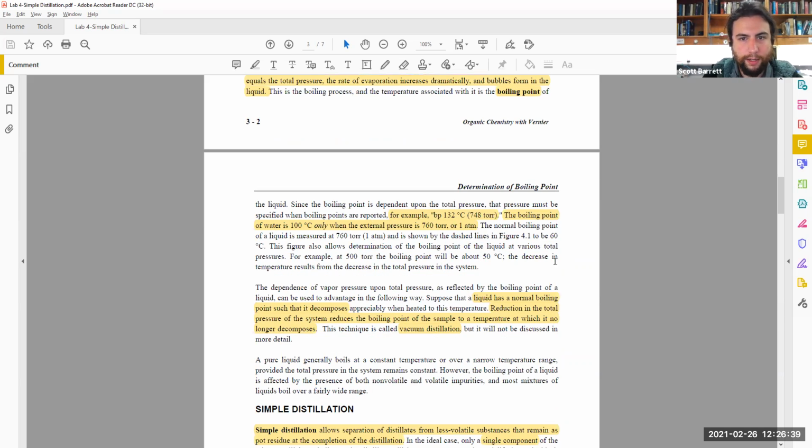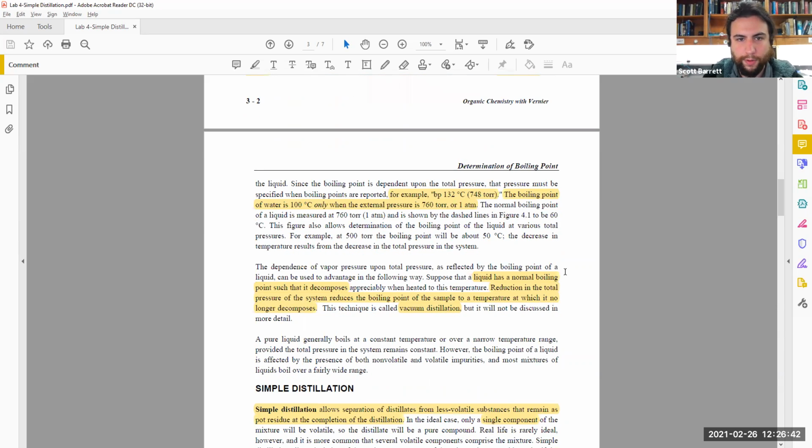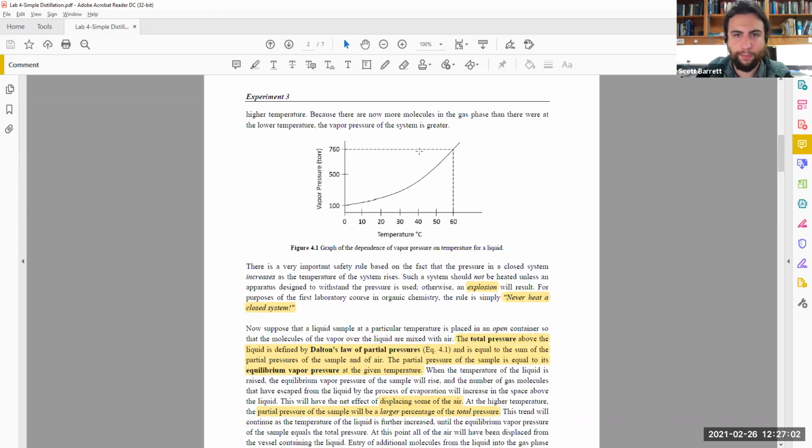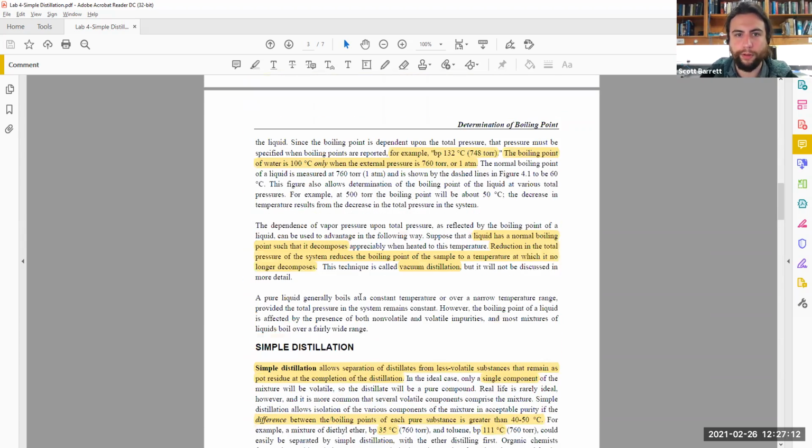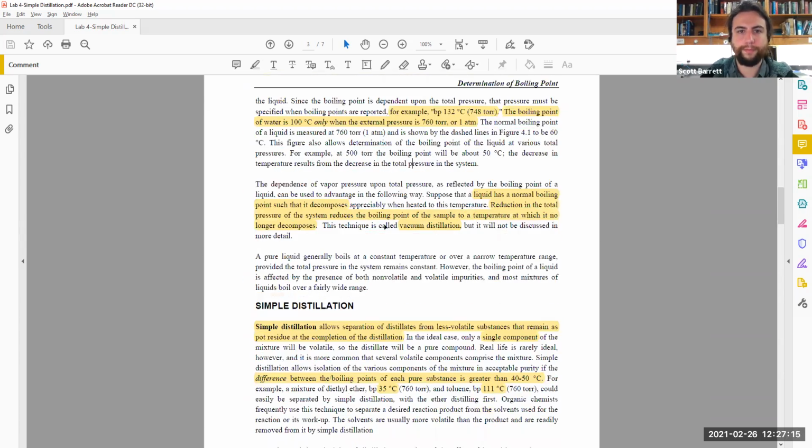And so going forward, we can go here, and then this explains what we were talking about before, that the normal boiling point of a liquid is measured at 760 torr, and the dash lines in figure 4.1 show it to be 60 degrees Celsius for this given liquid. However, if you reduce the pressure down to 500 torr, then you have about 50 degrees Celsius, just as we had discussed prior when we were analyzing the chart. 60 degrees Celsius here, reduced down to 500, now we're down to only 50 degrees Celsius needed in order to boil that given liquid sample.